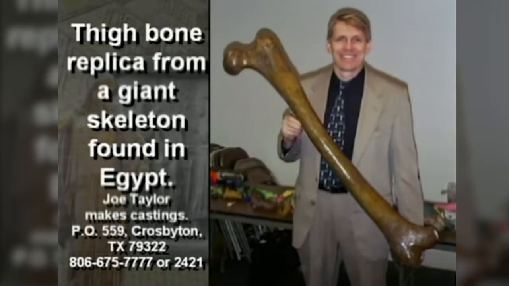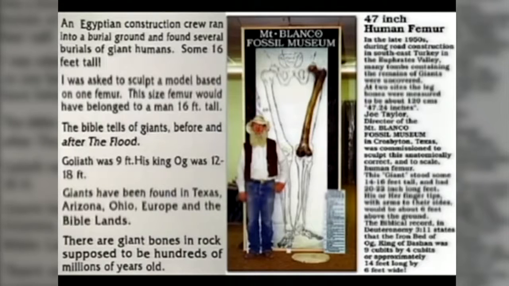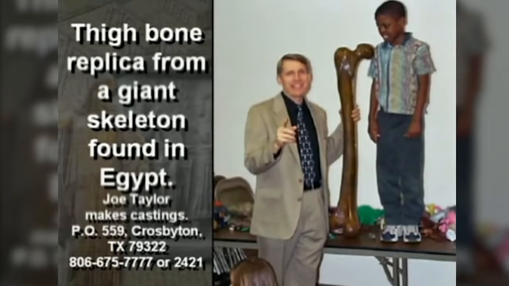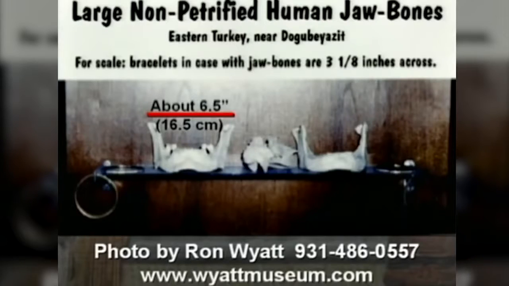We've got a replica of a thigh bone in our museum from a guy that would have been about 13 feet tall. If you meet a guy like that, call him Sir. There's an article on the table all about it down here if you want to read more on this one. These jaw bones are on display at a hotel in Turkey, 6.5 inches across the TMJs. Any one of you could put your head inside the jaw and bounce it around.